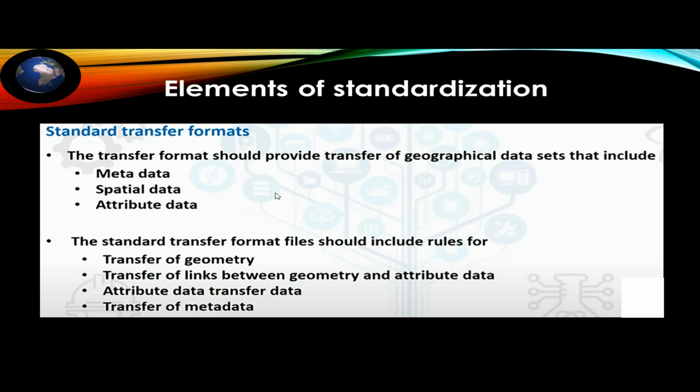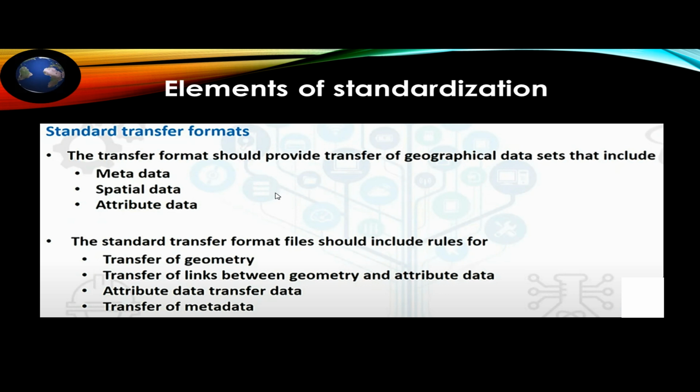The standard format files should include rules for the transfer of geometry, and the transfer of the link between geometry and attribute data. As you remember, I got this land use land cover data from Bhuvan, the thematic map, and brought it into my QGIS with the link. With the link I brought it, and I was able to show you all the attributes of the different land use land cover maps of MP, Maharashtra or Tamil Nadu. I showed you the attribute data, transferred data, and the metadata.